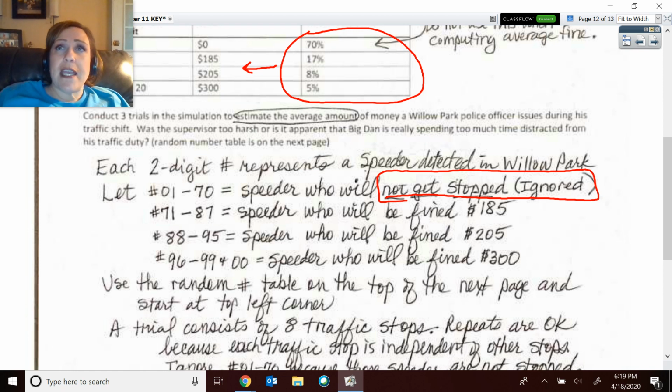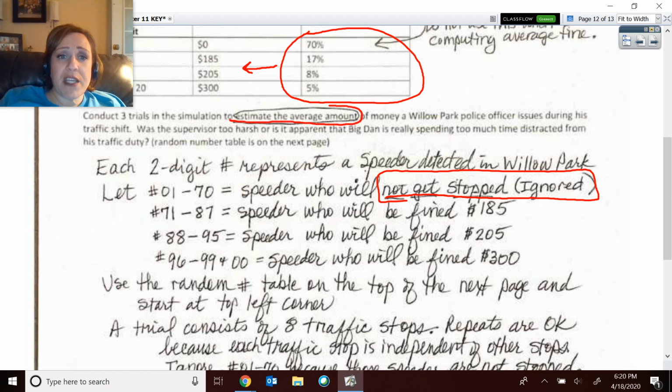Okay. Now, if we had a question that said, how many cars is he going to scan to get those 8, then we would go through a series where we would be using the 0, 1 to 70, but that's not what this asked. Estimate the average amount of money that they take in for 8 vehicles that are stopped in a shift. Okay, so then I did these 17 were the ones that are fined $185.